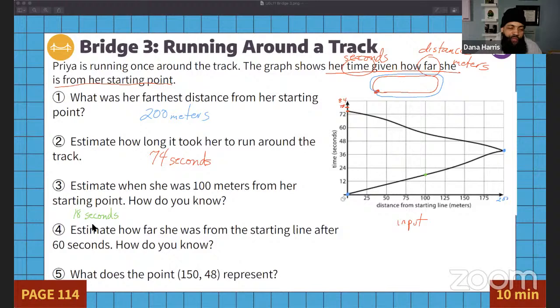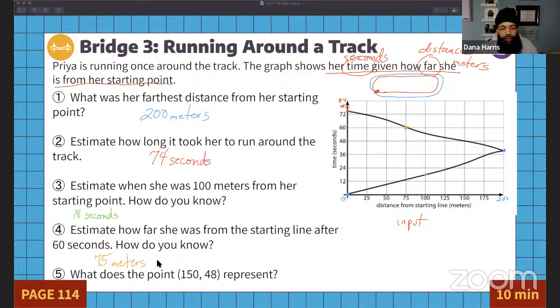All right. Estimate how far she was from the starting line after 60 seconds. All right, so when our time is 60 seconds, boom. All right, so 60 seconds up here. So let's look down, look at the distance. 75 meters. All right. And once again, it says, how do you know? Well, we look up at the time and see 60 seconds, and then look to the right, see where it touches the graph. All right, so we start here, and then we just look to the right there. Boom, 75. All right.